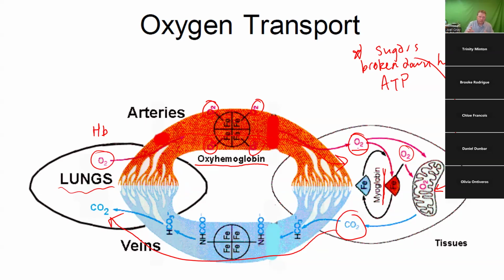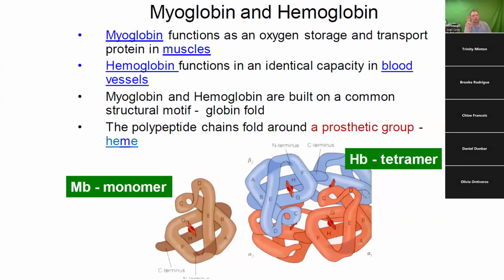But primarily, what hemoglobin is doing is taking oxygen collected in the alveoli, right here in the lungs, and delivering the O2 to the tissue, so we can go through sugar metabolism. Now, let's talk about these two proteins, myoglobin and hemoglobin.